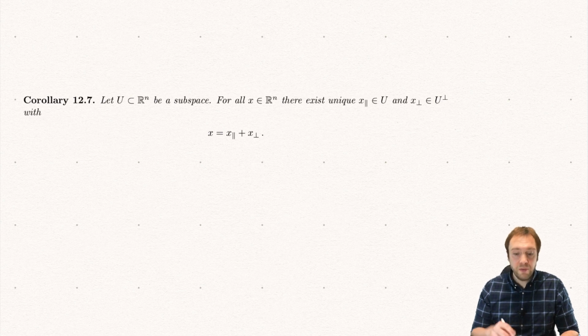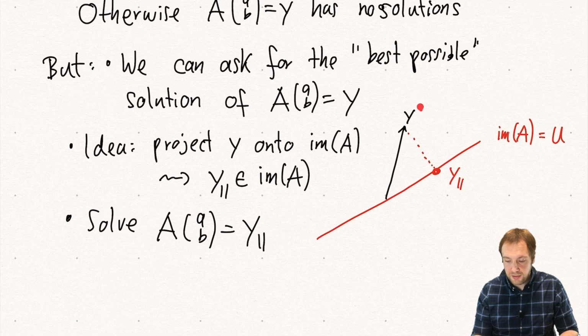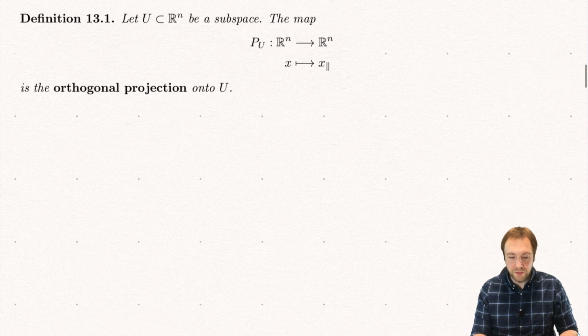And what we want to define now is this orthogonal projection. Given a subspace U, the orthogonal projection will send x to this x parallel. So in the picture, it will send this y onto the subspace U. And this is the first definition. If U is a subspace, we define the map P_U, a map from Rn to Rn, which sends x to x parallel, the one given in the corollary. This is called the orthogonal projection onto U.